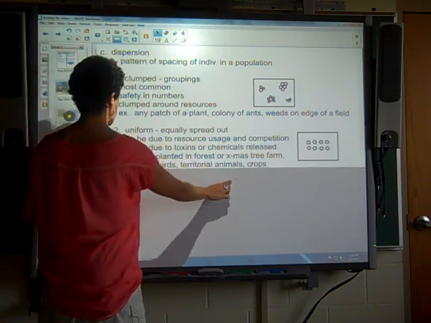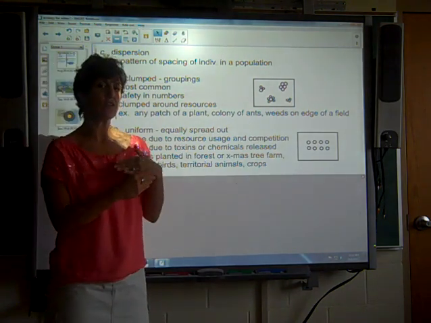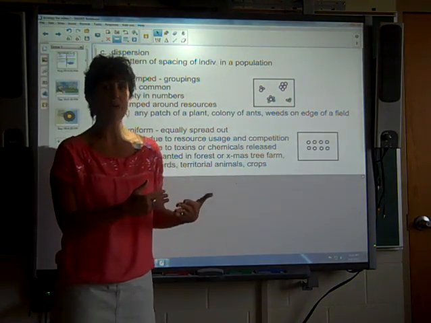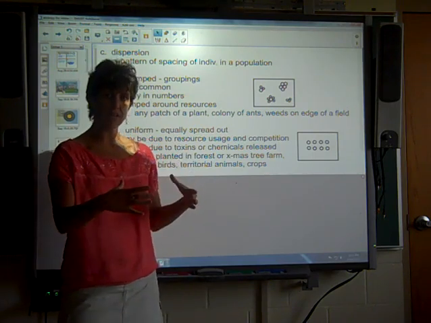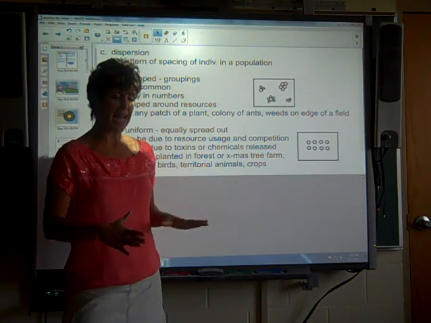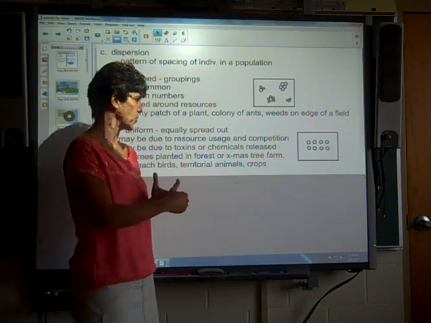Next dispersion type is uniform. Uniform usually indicates either that something has been planted in that way, or it might indicate that that organism releases a chemical and that chemical spreads out and only allows organisms to be a certain distance close to it.